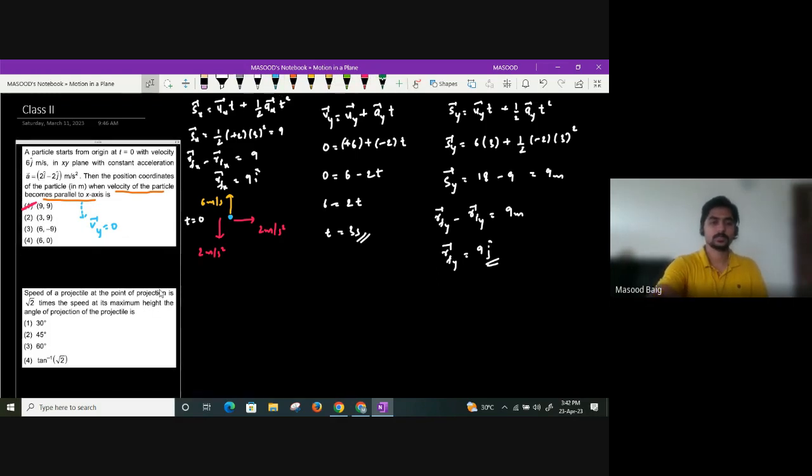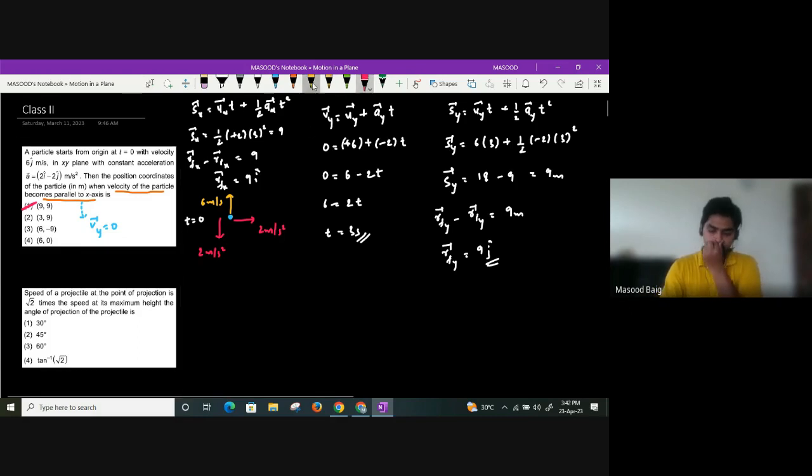Now, in the next question, they have given that the speed of projectile at the point of projection is root 2 times the speed at its maximum height. So what we can say directly: speed of projectile at point of projection, we know it is u, is root 2 times the speed at maximum height. What is the speed at maximum height? Just now I told you it has only horizontal component, and horizontal component will always remain constant. What we can cancel out? u and u will get cancelled out. So what will be left out, beta?